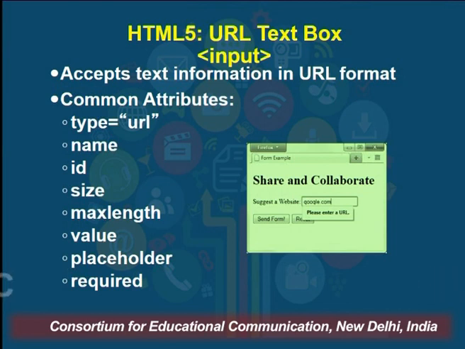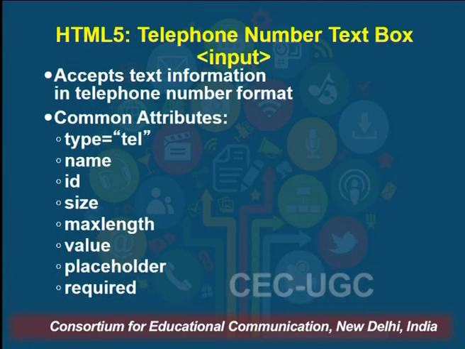So you will write input type is equal to URL, and the rest of the attributes are more or less the same that we have used for other attributes, like the name attribute, the ID attribute, the size attribute, the max length, value, placeholder, and the required attribute. So all other attributes are more or less the same, but here the input type will be only a URL. The user is expected to only supply a URL in this case.